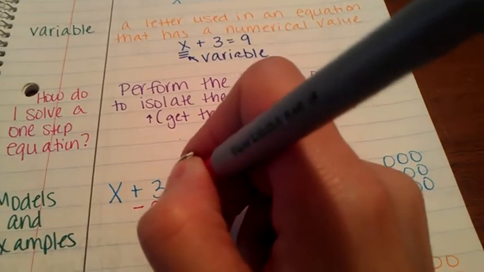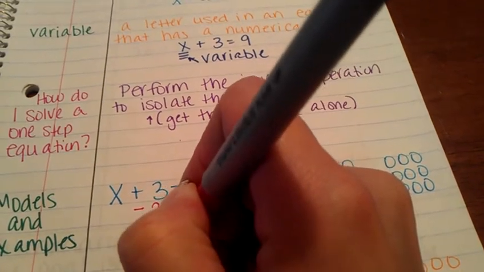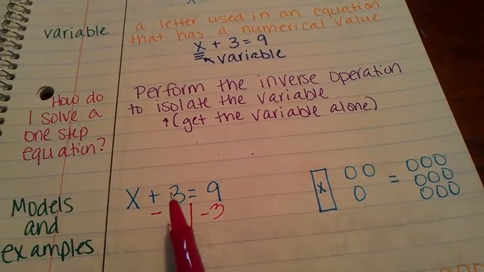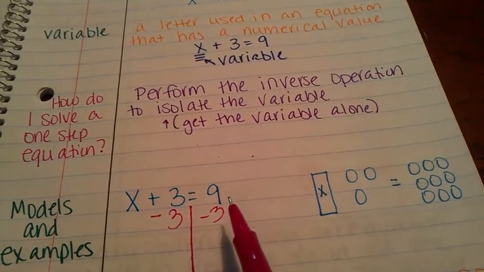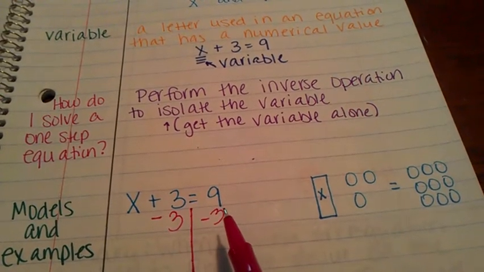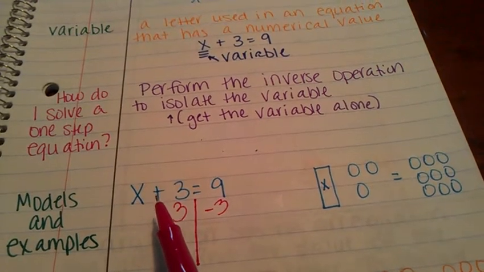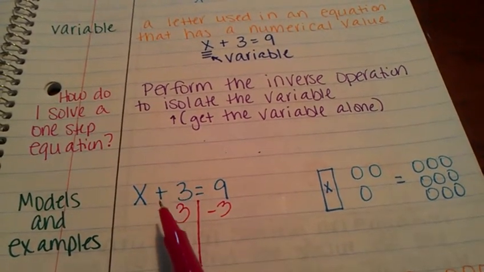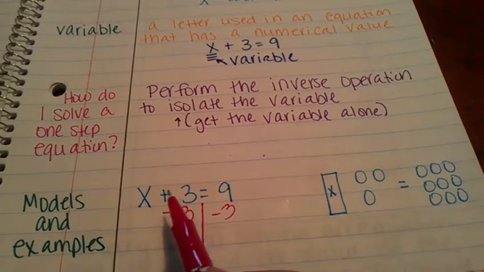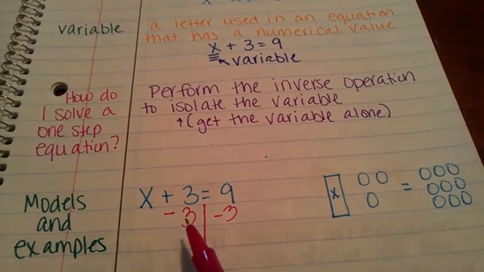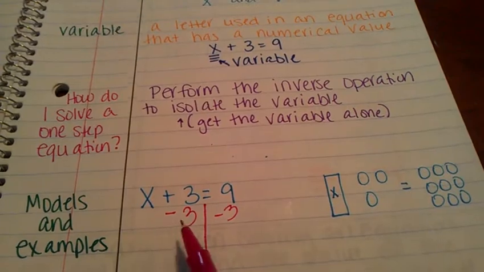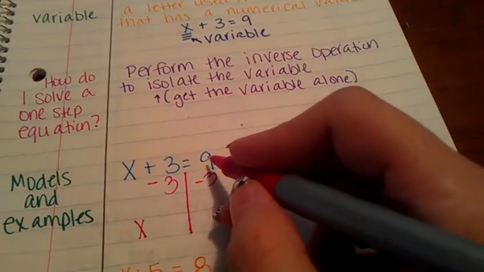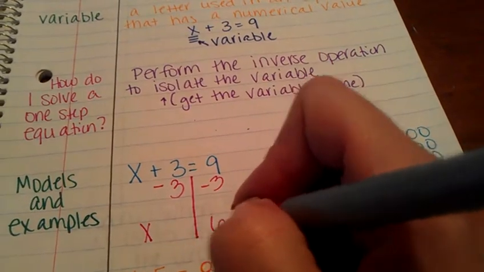I'm going to draw a little line right here so that you can see that there are two sides. You've got everything on the left-hand side of the equation. You've got everything on the right-hand side of the equation. So if I've got plus 3 and then I've got subtract 3, well, that kind of goes away. If you're adding 3 to something and then you take away 3, all you're left with is this x. So x is equal to 9 minus 3, which is 6.